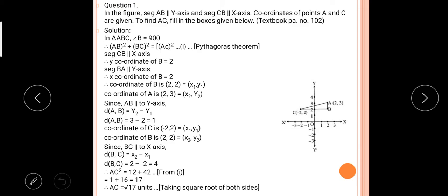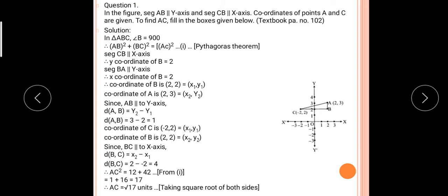In the figure, segment AB is parallel to the y-axis and segment CB is parallel to the x-axis. The coordinates of points A and C are given. A is (2, 3) and C is (-2, 2). To find AC, fill the boxes. We have to find out AC.